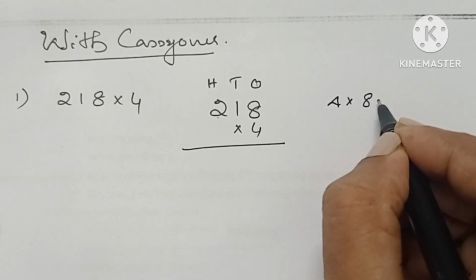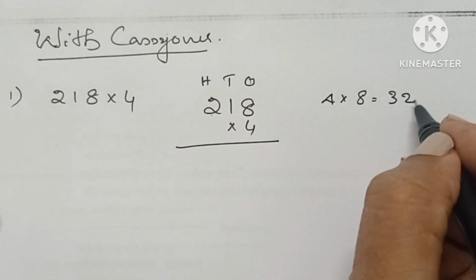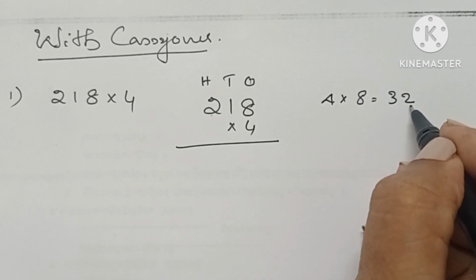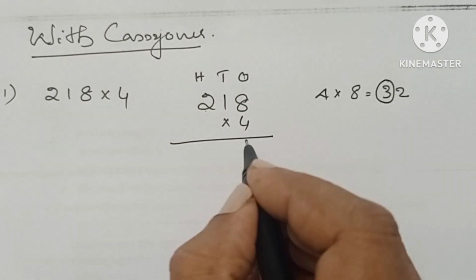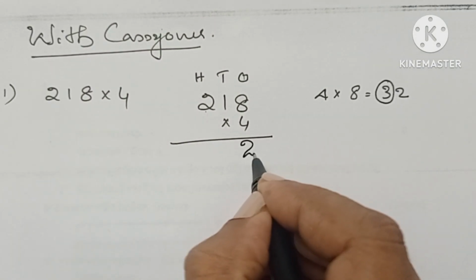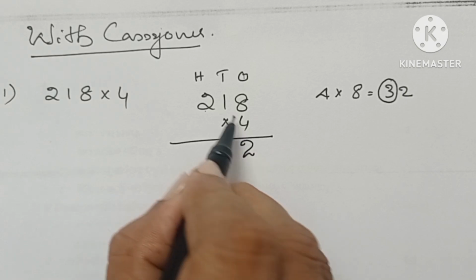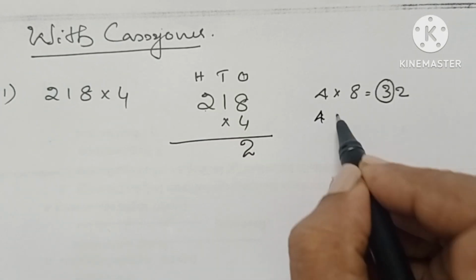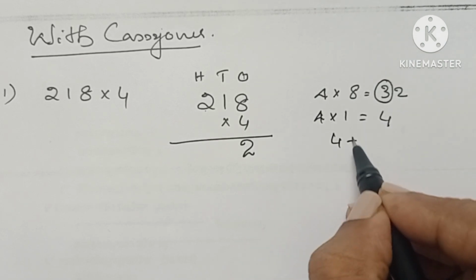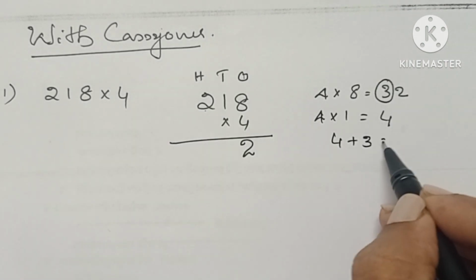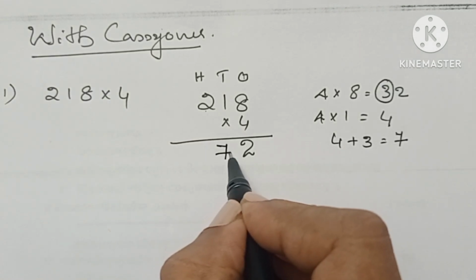4 into 8 is 32. Here 2 we are writing in the ones place and 3 we are taking as a carryover. Next one is 4 into 1, equal to 4. The carryover is there, therefore we are adding the carryover 3. Now we got the answer 7. We are writing in the tens place.